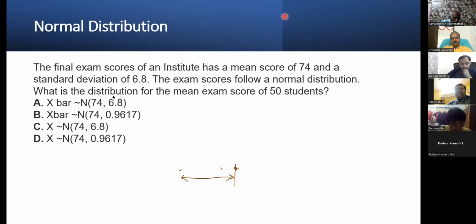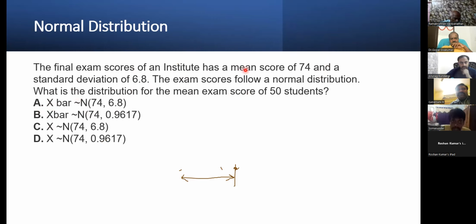Which distribution represents the mean? What is the distribution for the mean? Mean means it is in X bar. X bar only. Very good. Good observation. So first two only.